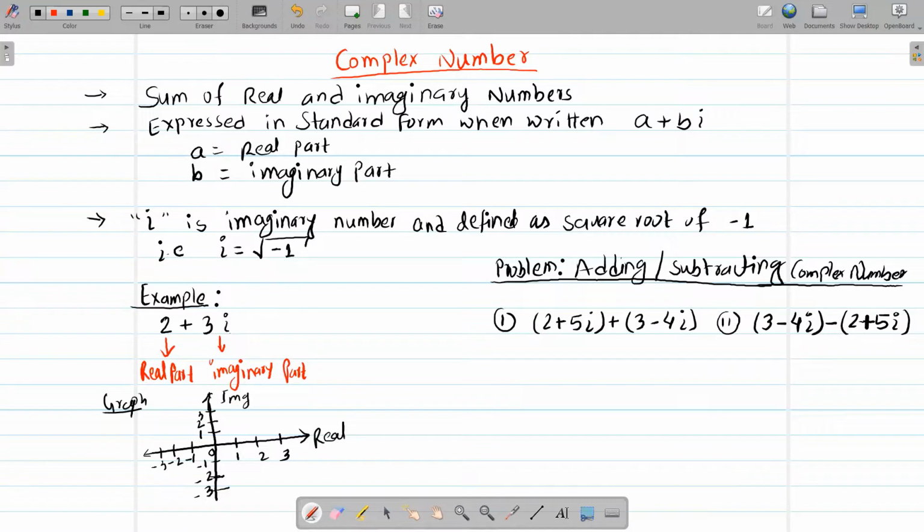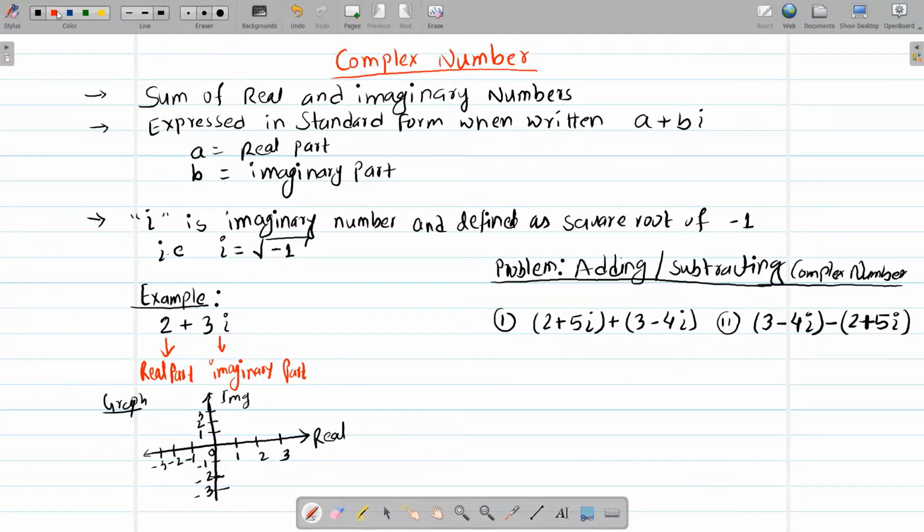Today I'm going to discuss some information about complex numbers, and I have one problem on adding and subtracting complex numbers. So let's get started. What is a complex number and how do we add and subtract complex numbers? In this video you will be able to learn how to add and subtract complex numbers.